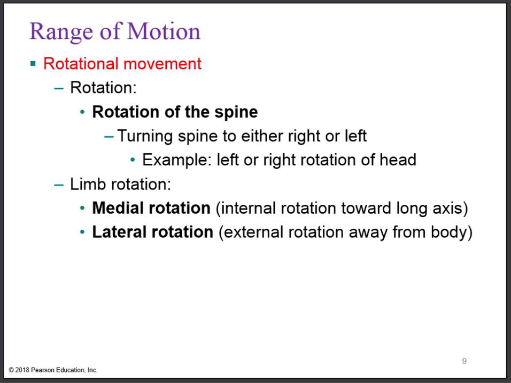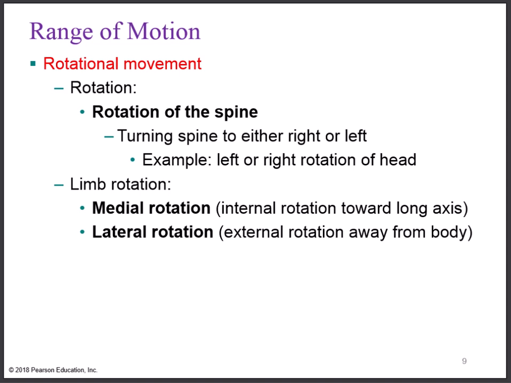The next motions we want to look at are rotational movements. So we can just rotate the spine, and that's simply turning the spine to either the left or the right. If you have an individual look to the left or look to the right, that would be rotation of the cervical spine. And if somebody kind of twisted their low back a little bit to the left or to the right, that would be rotation of the lumbar spine.